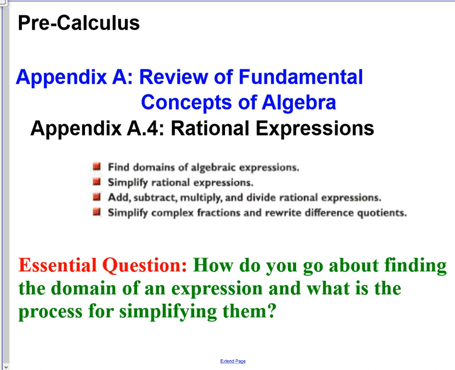The focus of Appendix A4 is our essential question: how do you go about finding the domain of an expression, which we don't have a whole lot of experience with. We have a little, but we're going to also work with what we call interval notation. We'll get you familiar or more familiar with that. And what is the process for simplifying all of these rational expressions? So let's see what we can do here.